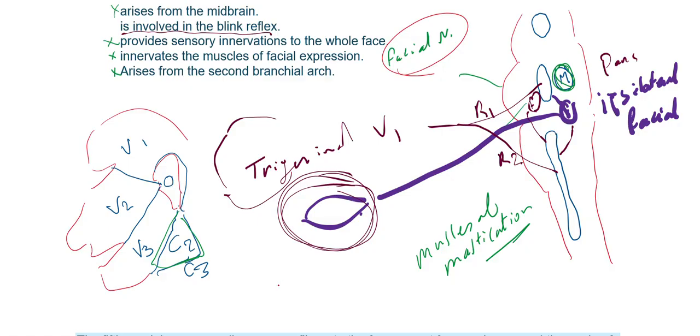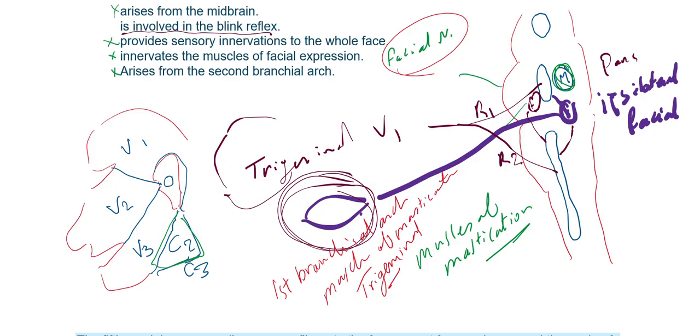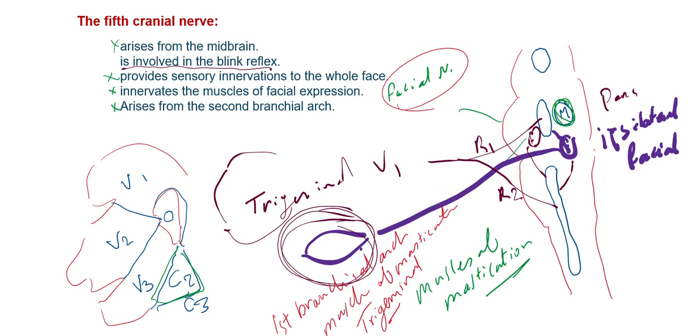While the first branchial arch gives rise to muscles of mastication and their dedicated nerve, the mandibular from the trigeminal, or the third division of the trigeminal nerve. So the correct answer here will be: it's involved in the blink reflex.